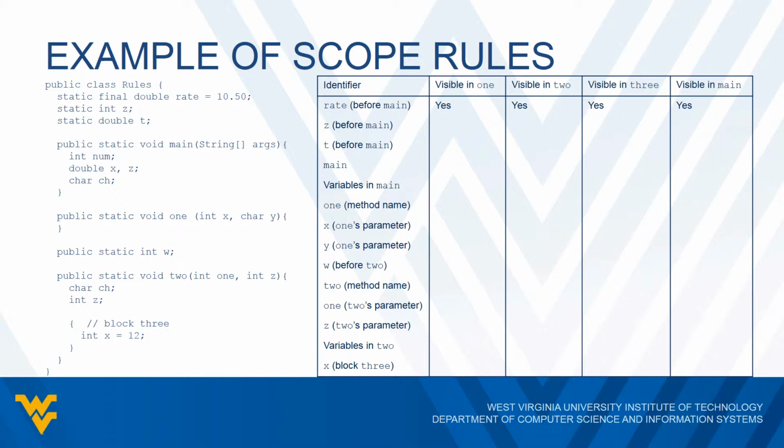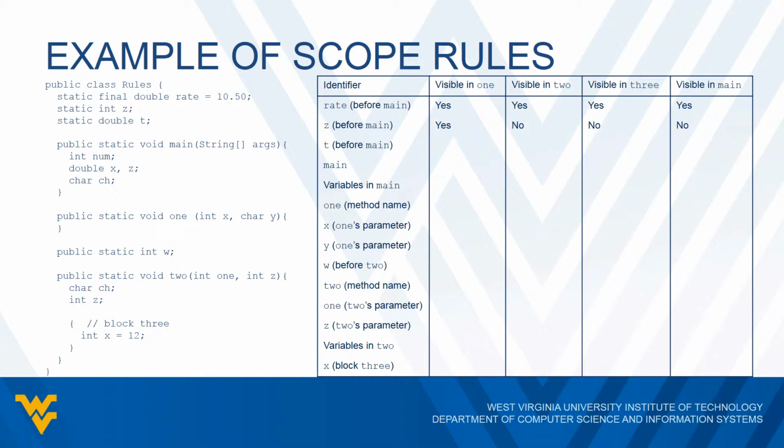So our first identifier is going to be rate, and since it is a static variable that's declared outside of every method, we're allowed to use it in all of the methods because I don't have any other identifier in these methods that's called rate. So it is visible in 1, it's visible in 2, it's visible in 3, and it is visible in main.